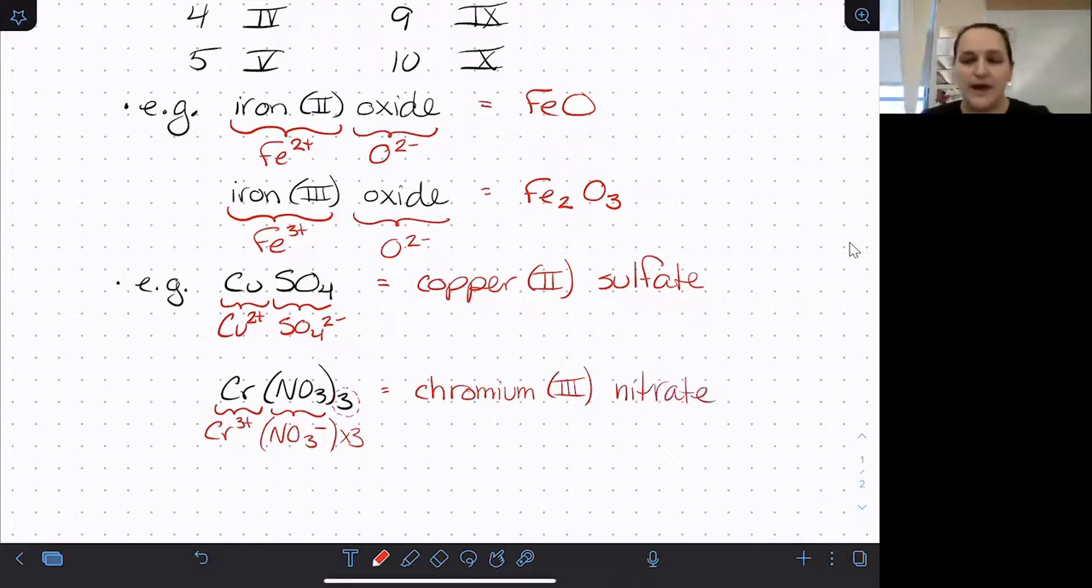nitrate. So by adding that one extra piece of the Roman numeral into our name, it helps us specify which exact version of the compound we're talking about when there are multiple possible charges for things like transition metals, tin, and lead.